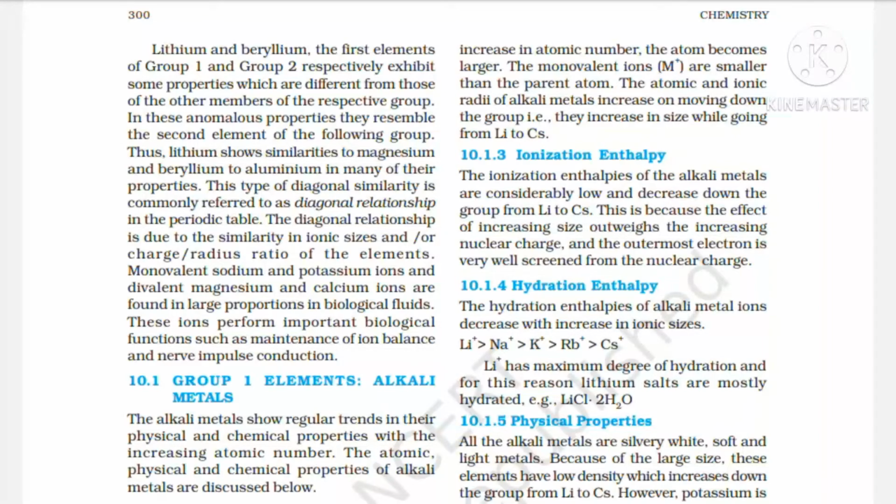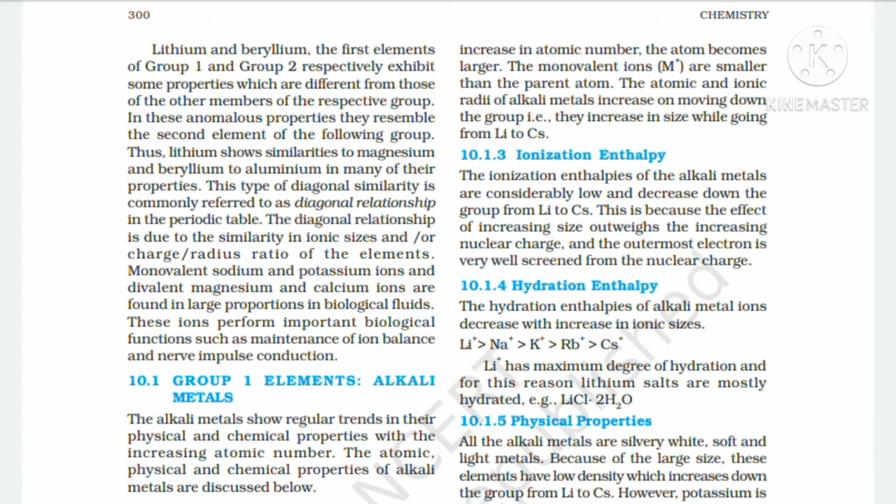Then physical properties. All the alkali metals are silvery white, soft and light metals. Because of large size, these elements have low density, which increases down the group from lithium to cesium. However, potassium is lighter than sodium. The melting and boiling points of alkali metals are low, indicating weak metallic bonding due to the presence of only a single valence electron in them.